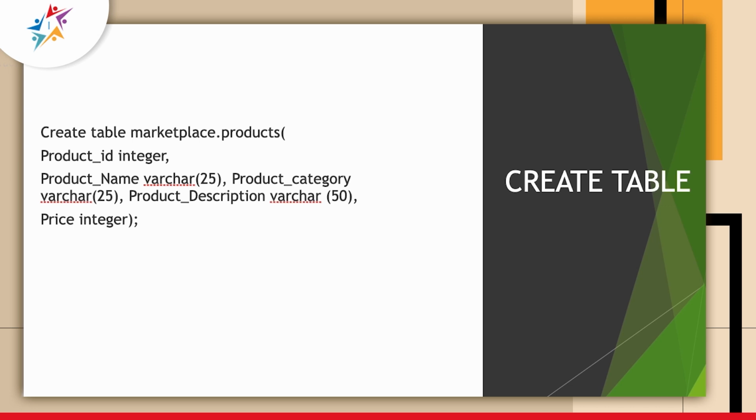Just beside the name of the columns are the data types. What is the data type of that particular column? For example, product ID is integer. That means it will take in only numerical values, whereas product name is varchar. It will take a mixture of alphabets as well as numerical values. Please take care that you follow the syntax and do not miss the round brackets and the semicolon, or the SQL query will not work. So create table, the name of the database dot the name of the table, followed by the column names.